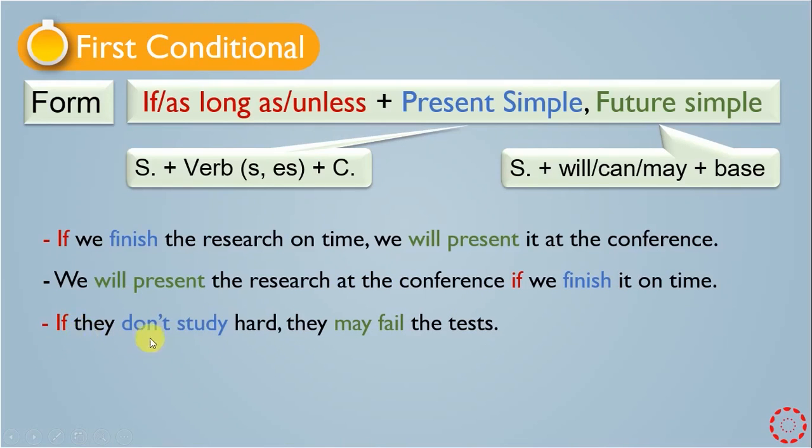Another example. If they don't study hard, this is present simple, or we can say this is the conditional statement, and in the future simple, they may fail the test. So this is the first conditional sentence. If they don't study hard, they may fail the test. Here we have may instead of will. And here in this example also we change the position of these two statements. They may fail the test if they don't study hard.